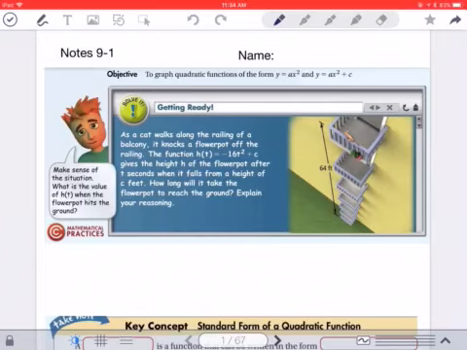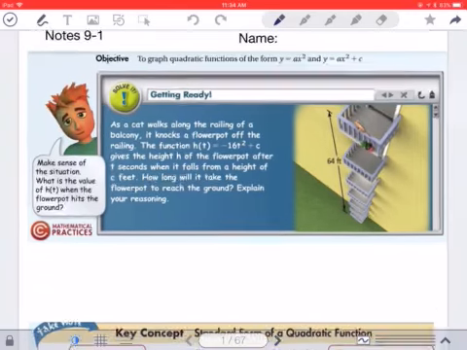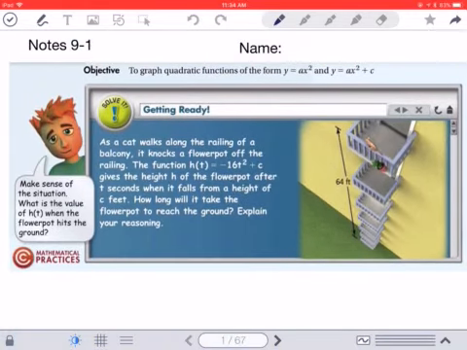All right, we're moving on to chapter 9 today. So we're doing 9-1. First thing I'd like you to do, take a look at this getting ready problem. Read it, pause the video, and see if you can answer the question there.